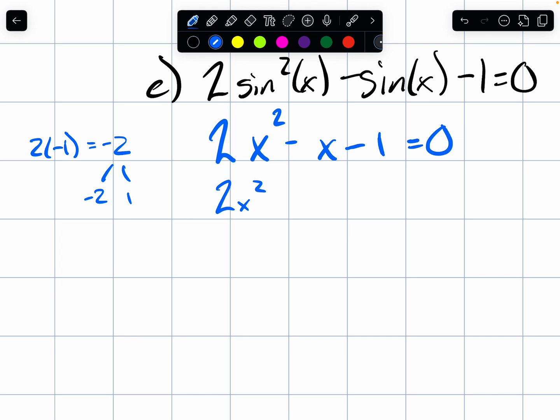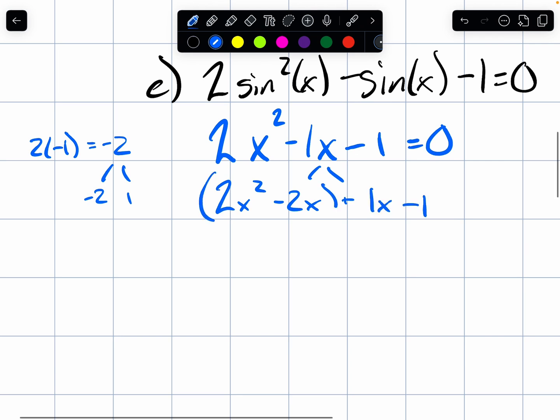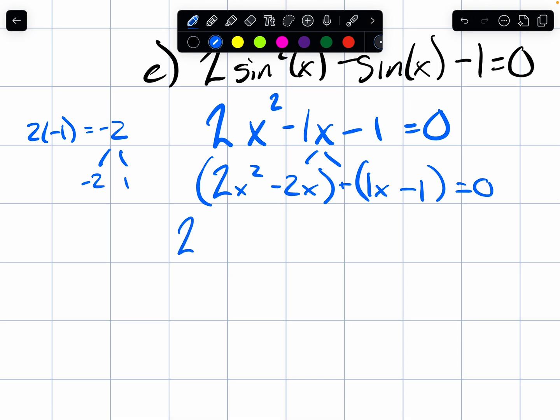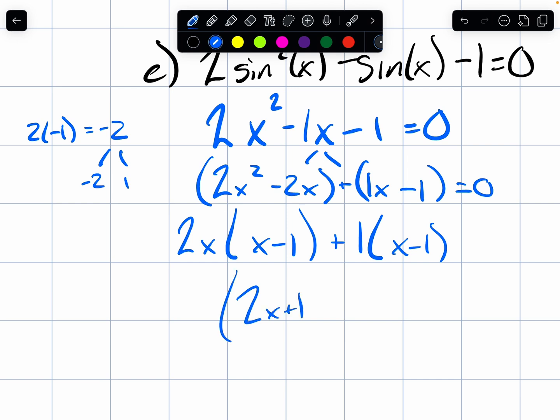So this x, this 1x, would be split up into -2x and positive 1x, minus 1. And then we go ahead and factor. So 2x gets factored out of there, x minus 1. And then nothing can be factored out of here, so I'm just going to bring out a 1 to make it easy. And I'll be left with x minus 1. So I know when I factor this completely, I'll get 2x plus 1 and x minus 1.